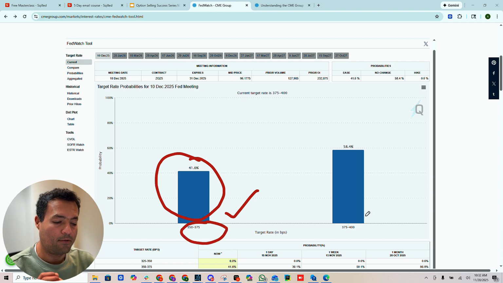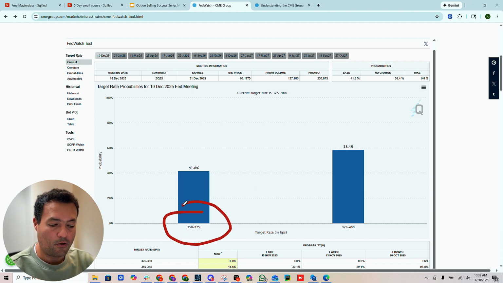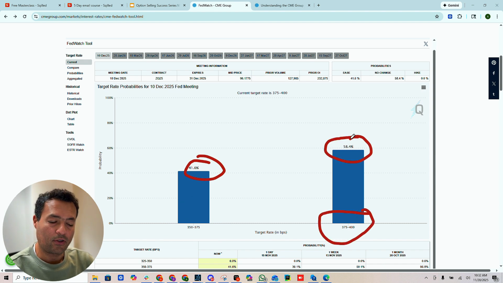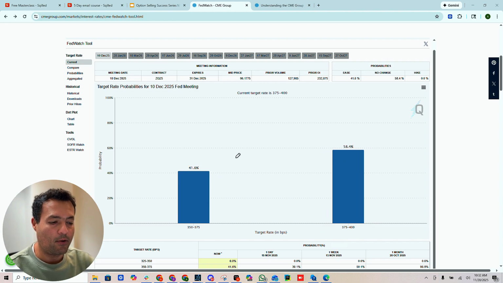What are the probabilities of the rate being in this range, 350 to 375? It's 41.6. The rate being between 375 and 400 has a probability of 58%, meaning there's a 58% chance that the rate will go up from this to that, which is a 25 basis points difference. That's what this tool is showing: that it will ease is 41.6, 58% probability that there is no change, and 41% probability that there will be an ease in this rate.